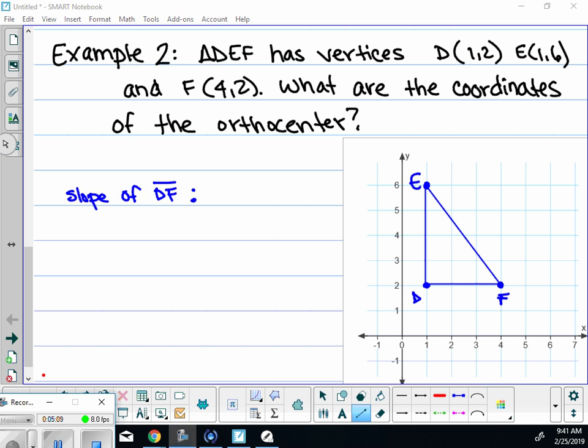What is the slope of line segment DF? 0. So the perpendicular slope is a vertical line. So if we're going from DF, we're going to end up at E. So we're going to draw a line from E perpendicular to DF.